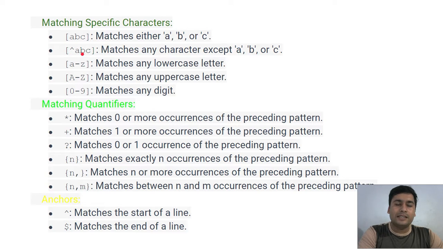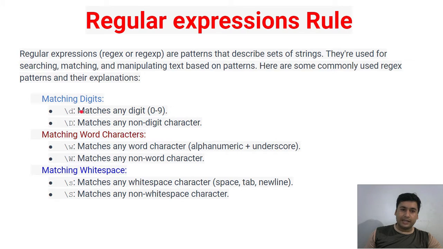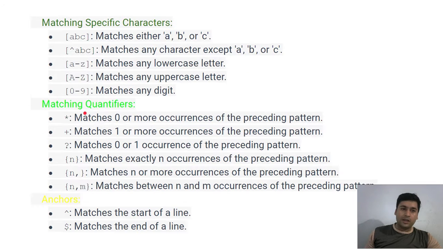Okay, if you are matching something like square bracket, caret, not A, B, C, it matches any character except A, B, C. Whatever you don't want to be matched, you can give with the caret in the square bracket. If you want to match any lowercase letter, give a to z with the hyphen in square brackets, and capital A to Z for uppercase letters. If you want to match any digit 0 to 9, which we have already seen, that is \d, or here matches any digit between 0 and 9.